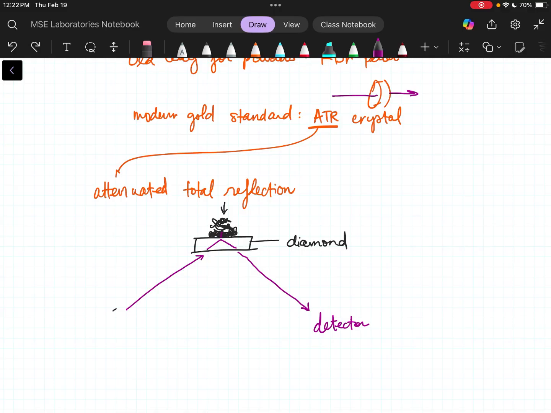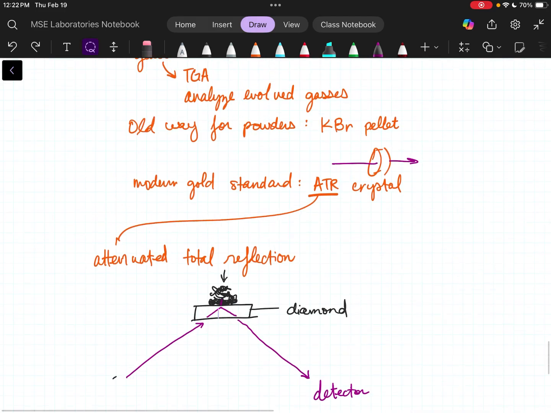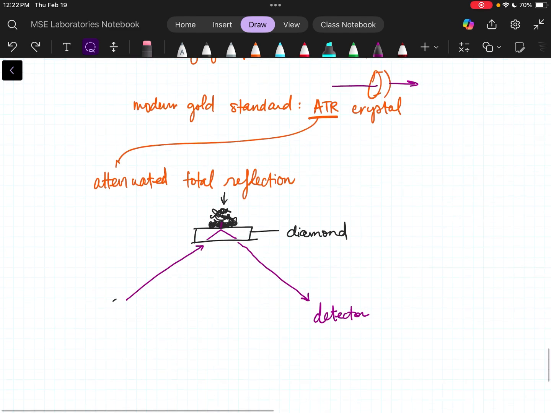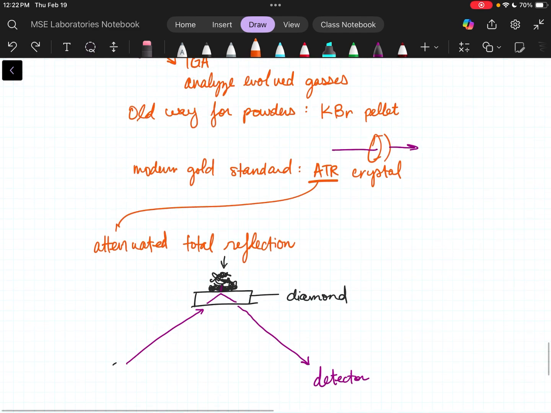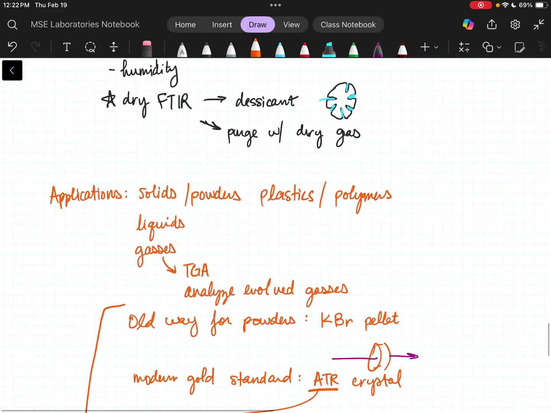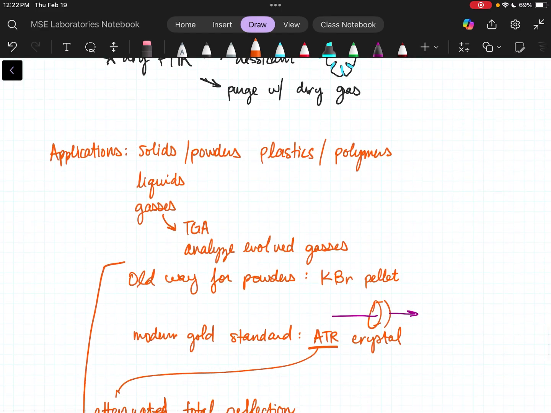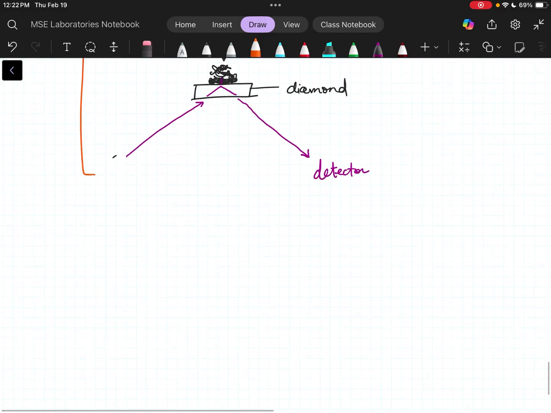But then we get this little bit of interaction and we get a little bit of absorbance so that this beam right here is missing just the tiniest bit of those wavelengths. What's nice about this is it's not sensitive to moisture and it's a lot more repeatable than doing this KBR pellet way. So all of this is kind of the current state of things for powders.